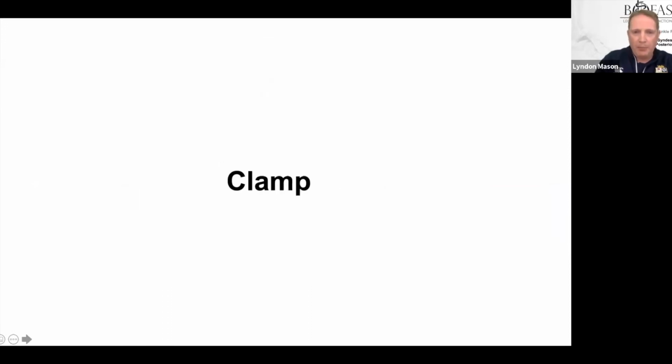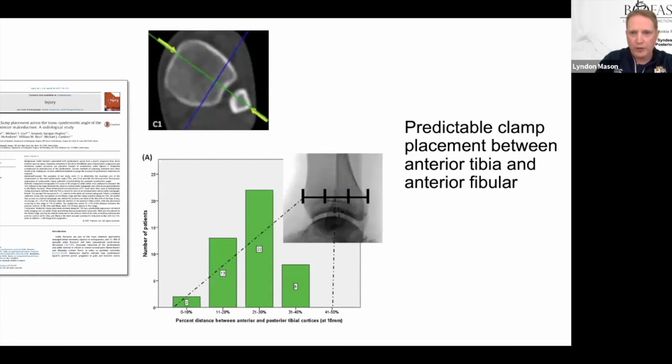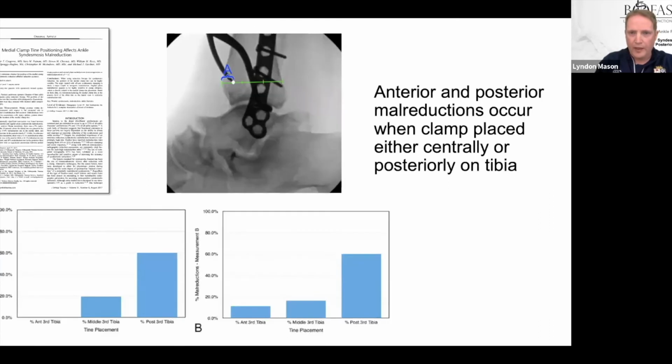How you apply the clamp, there's two good papers on this. This is one of them, where if you predictably put your clamp in between the anterior aspect of the fibula and anterior aspect of the tibia around this region, then this is the perfect area to get a central reduction. This paper actually went further to look at malreductions. You can see there are no malreductions anteriorly displaced if it was on anterior tibia, and there's only very few on the posteriorly displaced on this area. So this is where you're looking for, around this area here. And this is also where you're looking to put your screw.